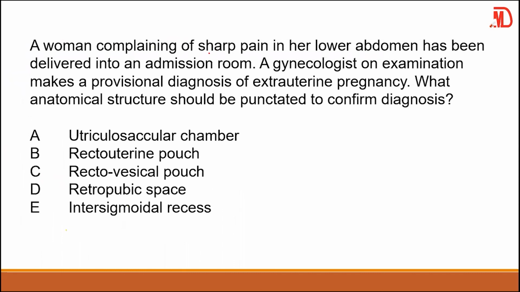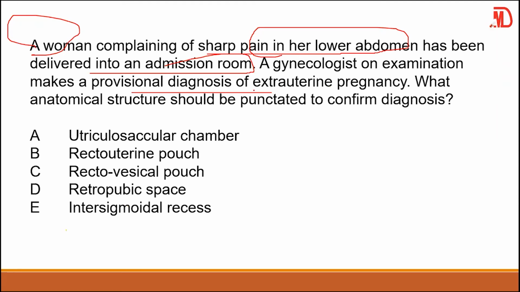A woman complained of a sharp pain in her lower abdomen and has been delivered into an admission room. A gynecologist on examination makes a provisional diagnosis of extrauterine pregnancy. What's another name for extrauterine pregnancy? Who can tell me? Ectopic. Thank you. Ectopic.